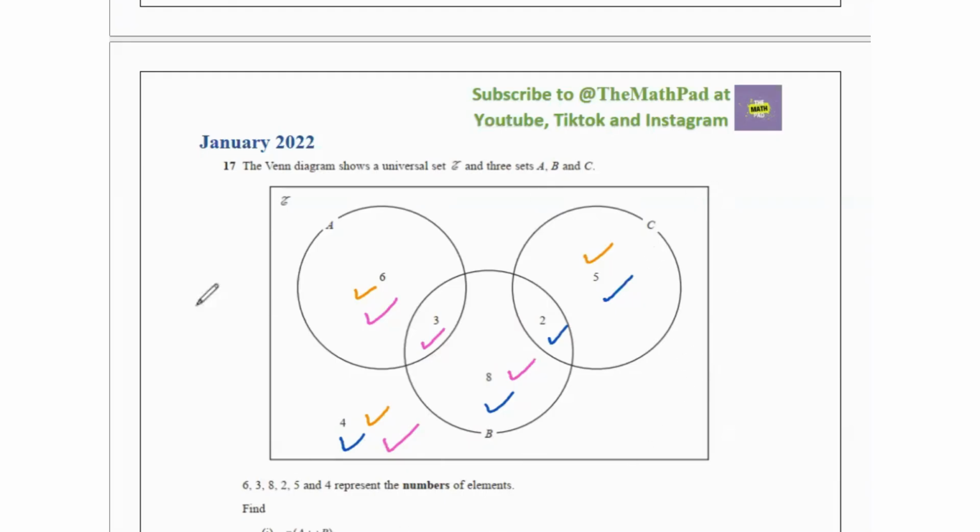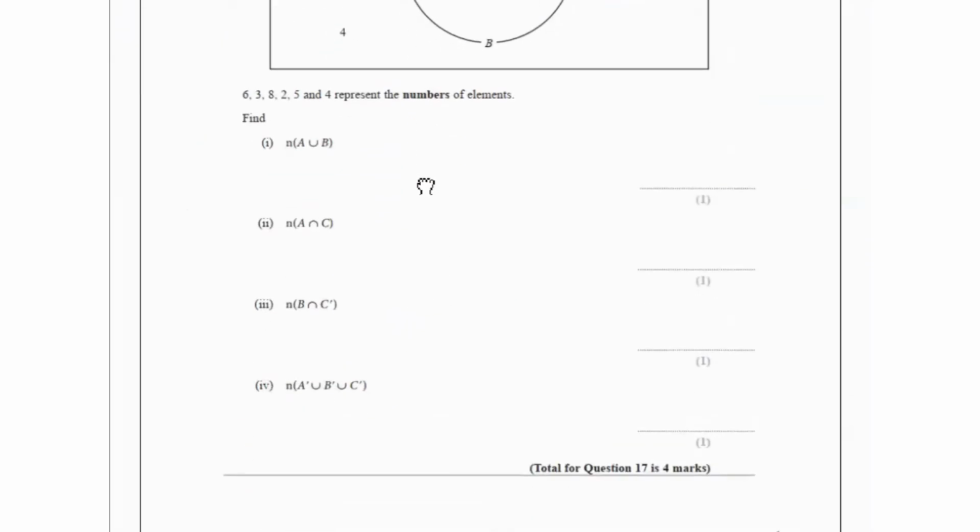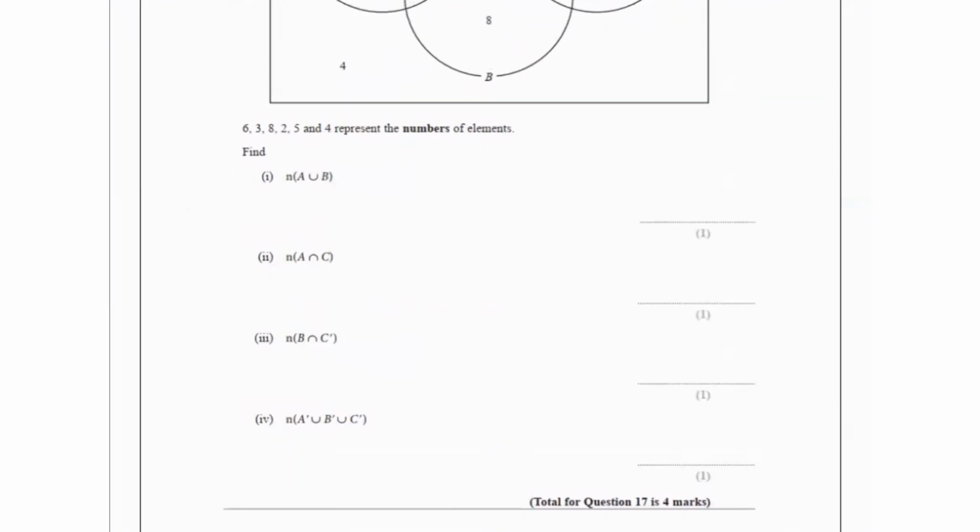Hence, what we'll do is we'll add up all of these, and that gives you the number of elements for this set notation. So it's going to be 4 plus 8 plus 2 plus 6 plus 3 along with 5. That adds up to 28. That is your number of elements for this set.